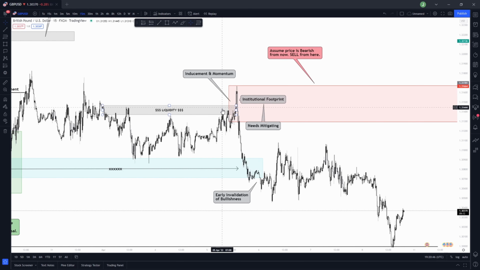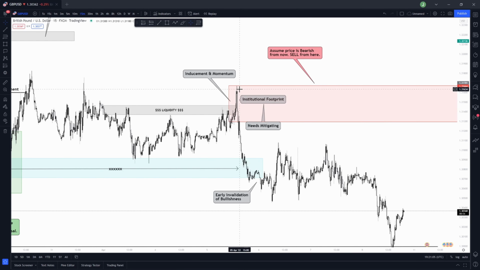The reason they've blown price through is, A, to manipulate liquidity, and then also to get the best possible price to sell from, because if they were to just sell from here, they won't get as much profit as if they were to open a buy position, push price through, achieving a liquidity grab whilst also selling from a higher position in the market. So because this is a footprint with inefficiencies below, with no price action returning into the zone, I expect that this needs to be mitigated.